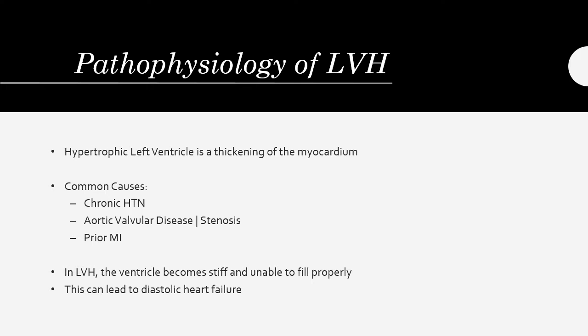So LVH is a thickening of the left ventricle that predominantly occurs on the lateral wall. And anything that increases the pressure, the afterload on the left ventricle is going to increase that hypertrophy. So things like chronic hypertension, aortic valvular stenosis, prior MI, any of those things can cause the ventricle to stiffen as it gets thicker and thicker, and this can lead to diastolic heart failure.